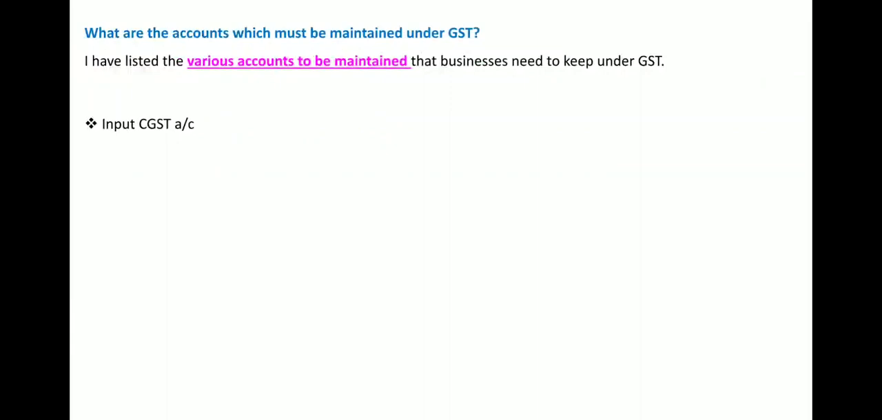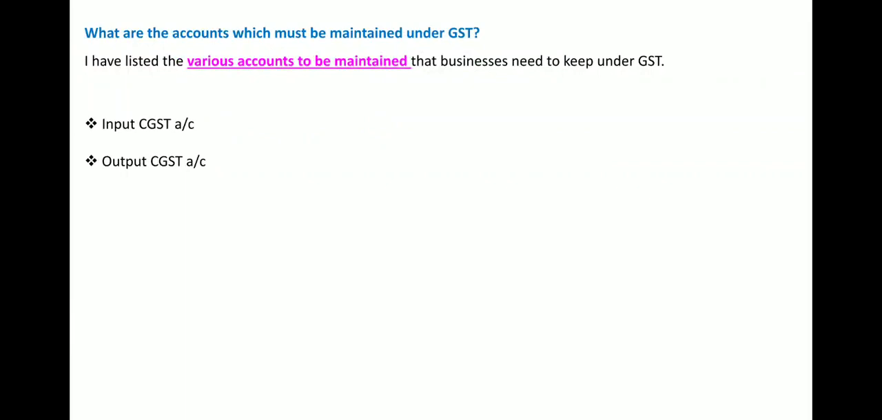This input CGST account is to be prepared in order to record all the details regarding input CGST, what sort of CGST has been paid. In order to record such information, this account is to be maintained.